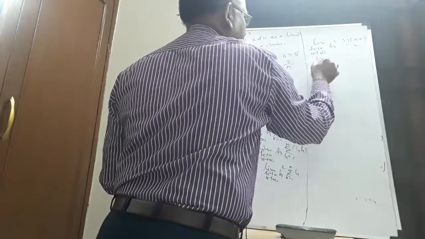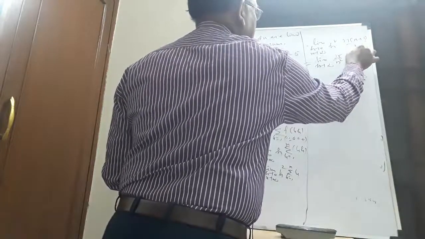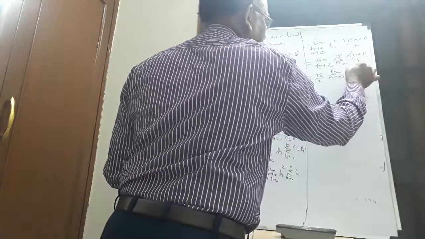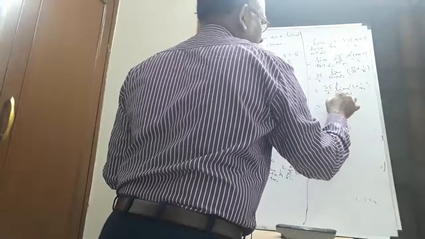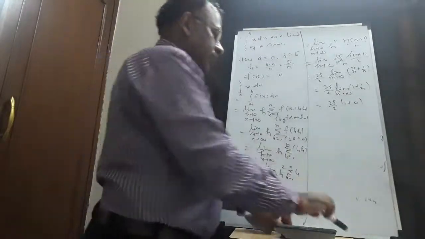Therefore, this is limit n tends to infinity. I'll replace h by 5 by n, so h square becomes 25 by n square, into n into n plus 1 by 2. Let me take 25 by 2 as common. One n gets cancelled. I'll divide like this, n by n plus 1 by n. Therefore, this is reduced to 25 by 2 into limit n tends to infinity of 1 plus 1 by n. Therefore, this is 25 by 2 into 1 plus 0. When n tends to infinity, 1 by n tends to 0. Therefore, this is reduced to simply 25 by 2.